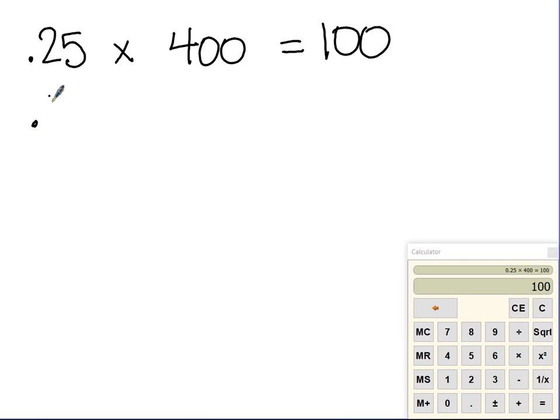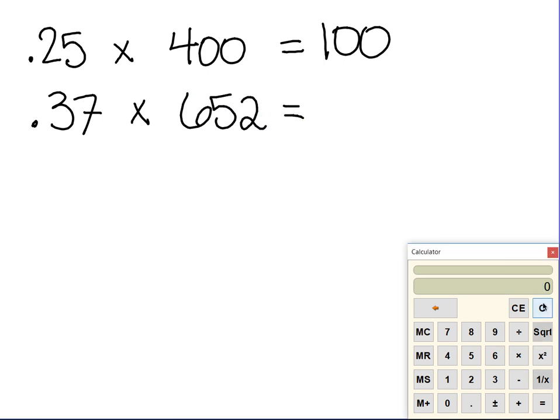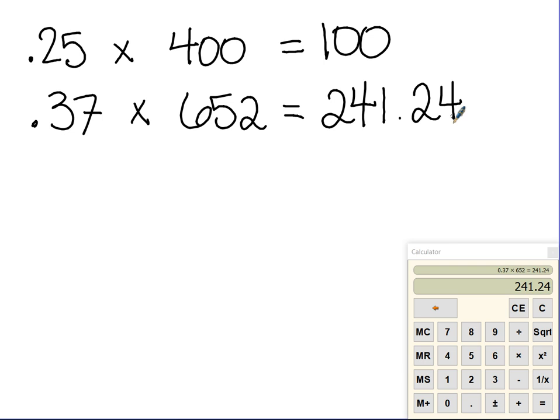If you want to find 37% of 652, you multiply 0.37 times 652, and you get 241.24. An easy way to check your work is to estimate. 37% is about 1/3. Is 241 about 1/3 of 652? Yes, it is.